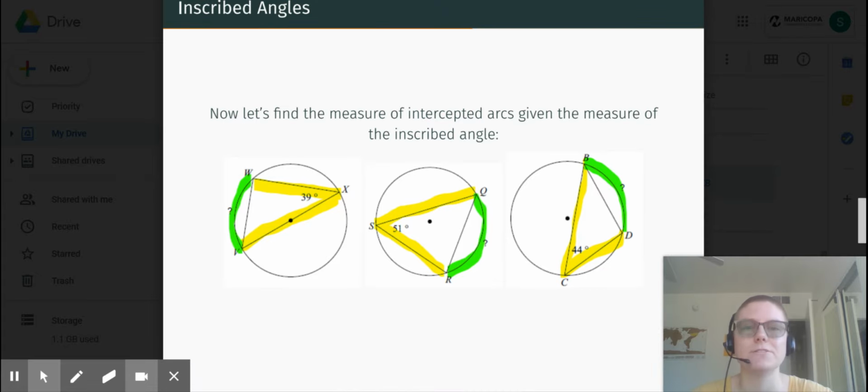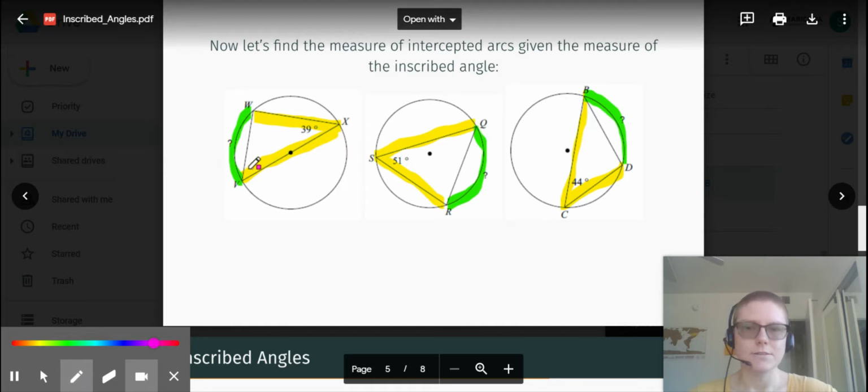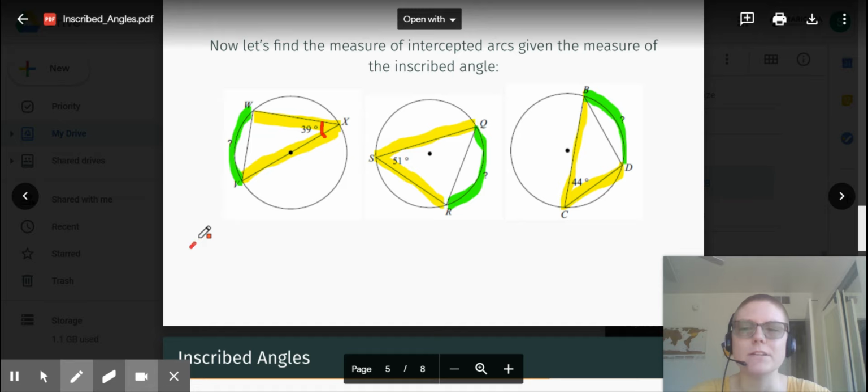Okay, so now we're going to find the measure of intercepted arcs given the measure of the inscribed angle. So once again, our angles are yellow, our arcs are green. We're going to use red for this one. So our angle is 39. Our arc's got to be twice as big. So 2 times 39. Well, I know 2 times 30 is 60. And I know 2 times 9 is 18. So 60 plus 18, that means it's got to be 78 degrees for our arc.